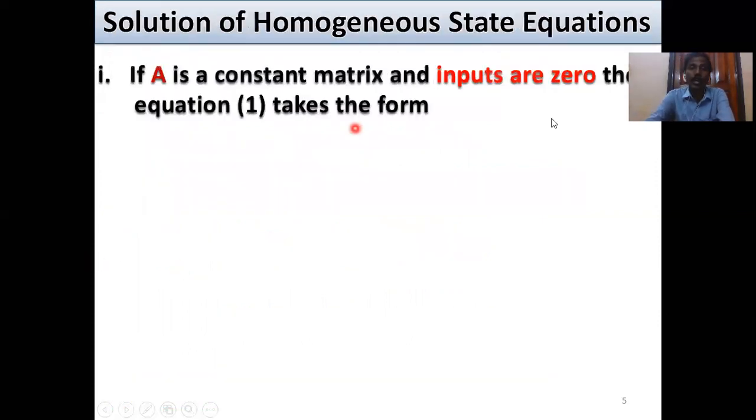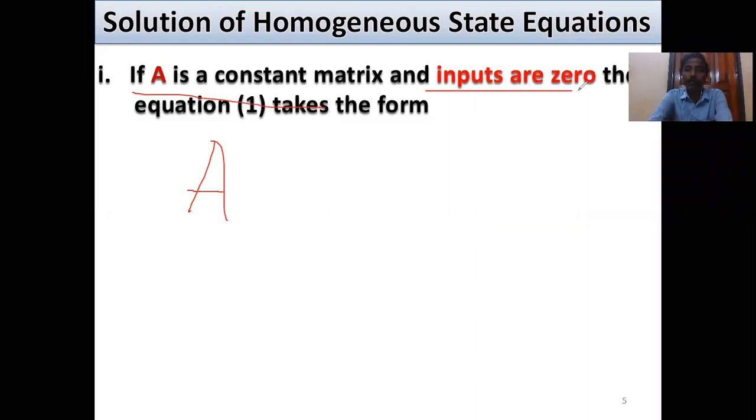Solution of the homogeneous state equation. What is the condition? If A is a constant matrix and the input is 0, that is, u of t equals 0, then equation 1 takes a particular form.